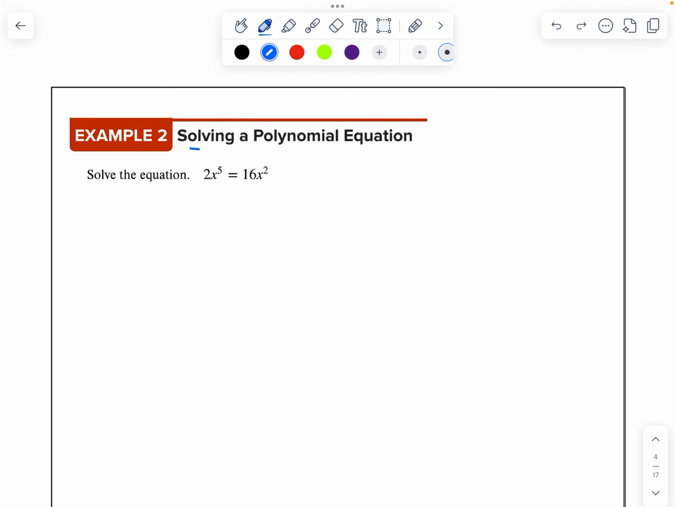Here's another, solve this polynomial equation. Remember, if we have a polynomial equation, the easiest way to solve it, if it's possible, is to get everything equal to 0 and then factor and use that zero product principle. So the first thing I'm going to do is subtract 16x squared from both sides to try and get it equal to 0. It's not a like term.